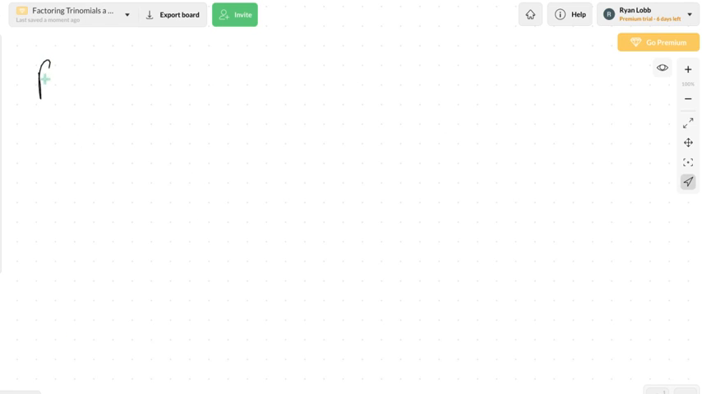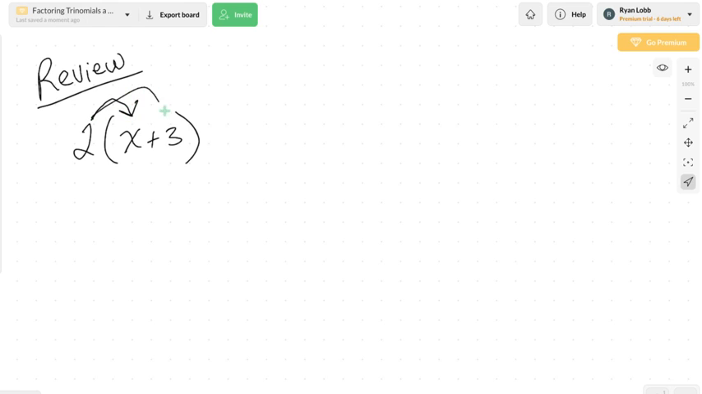Let's do a little bit of review here real quick. Before we factor, let's go over some multiplying. First one is something like this. Distributing. So just keep in mind when we distribute, we're multiplying each term inside by what's outside. There's a term and a term. So in this case, 2x plus 6.